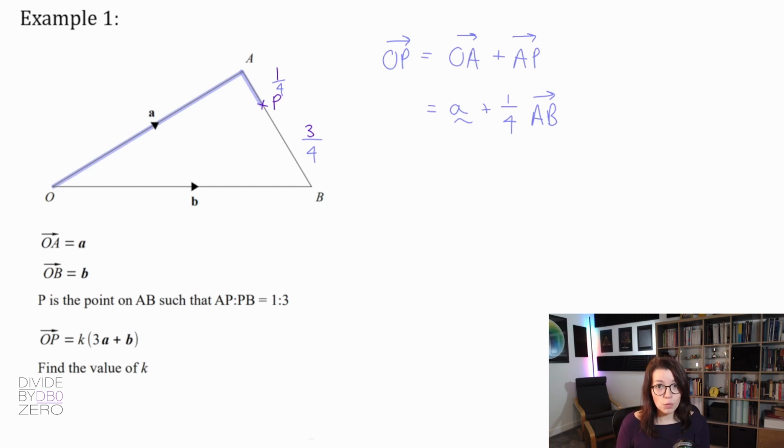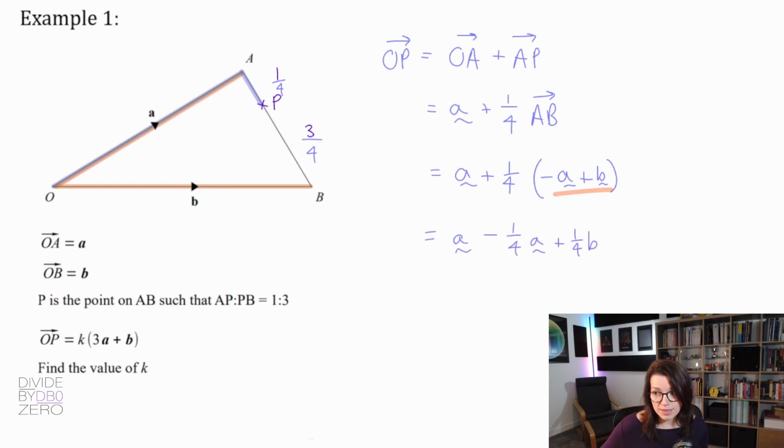3/4 down to B. Once you've established that, that's quite nice because now you can find a path from A to B, so vector AB. We could go round this way, so we could go from A down to O and then from O to B. So I'm just going to replace that vector AB with minus a plus b. Once you've got that, it's just a case of expanding and simplifying, just like in algebra. a minus 1/4 a plus 1/4 b. And then simplifying, we get 3/4 a plus 1/4 b.